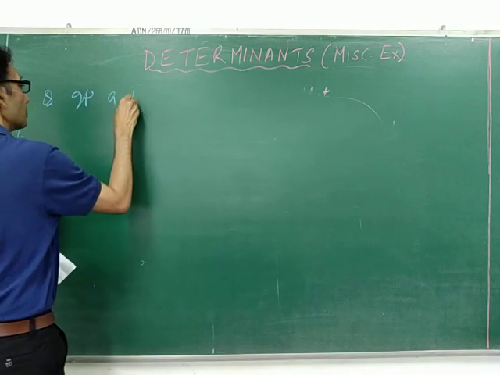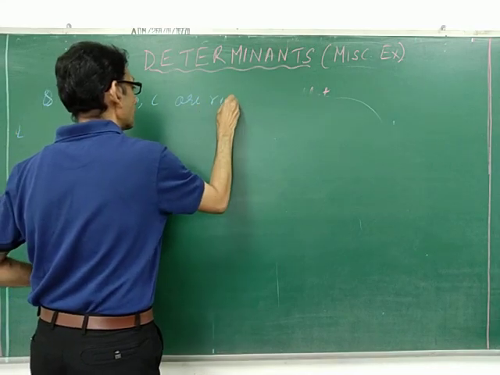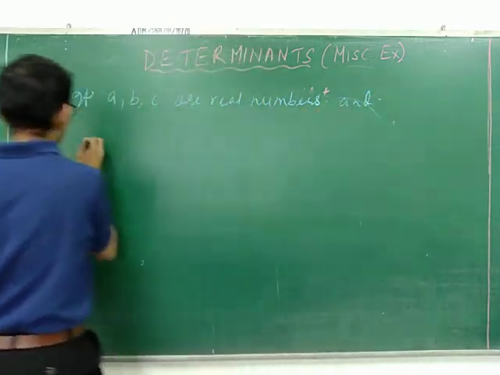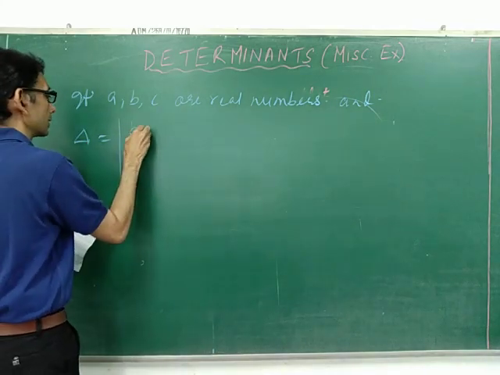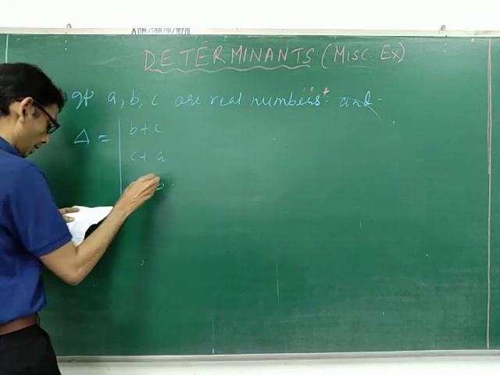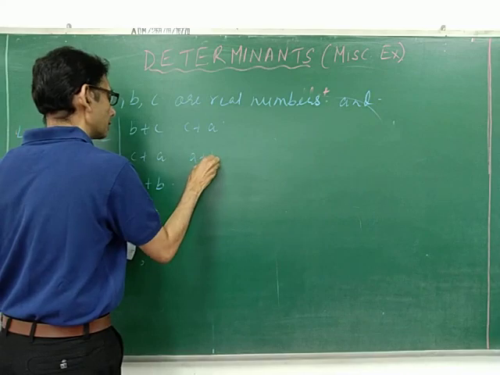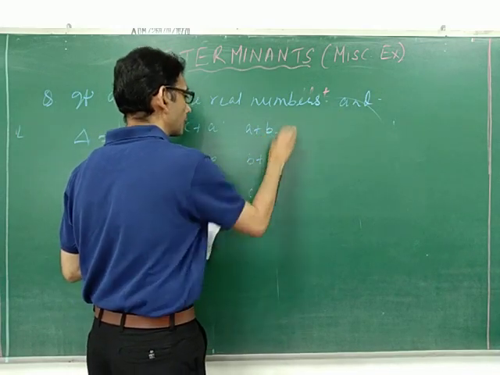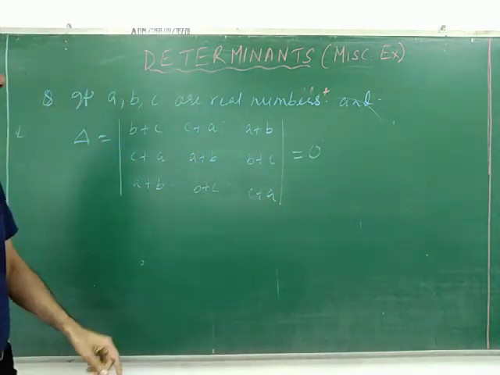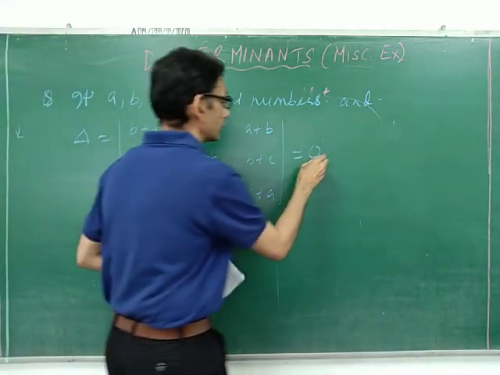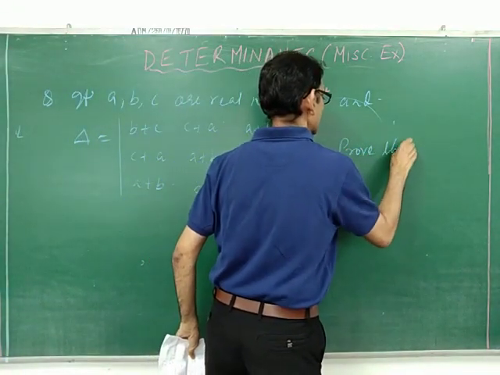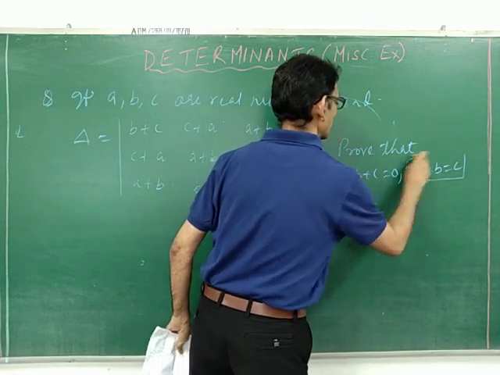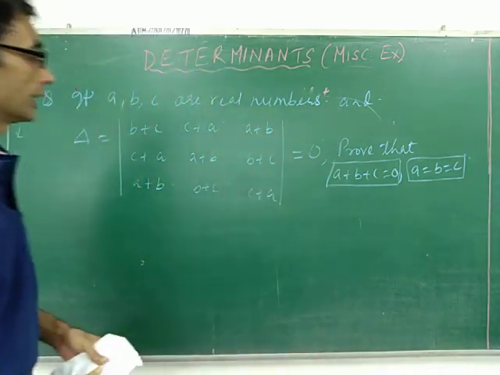If A, B, C are real numbers and delta, the symbol of determinant, with rows B plus C, C plus A, A plus B; C plus A, A plus B, B plus C; and A plus B, B plus C, C plus A, is equal to 0, then prove that either A plus B plus C equal to 0 or A equal to B equal to C.